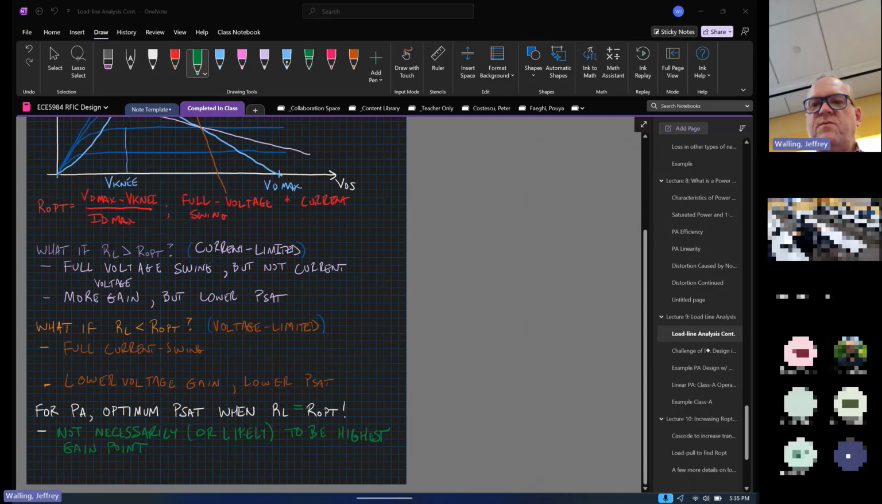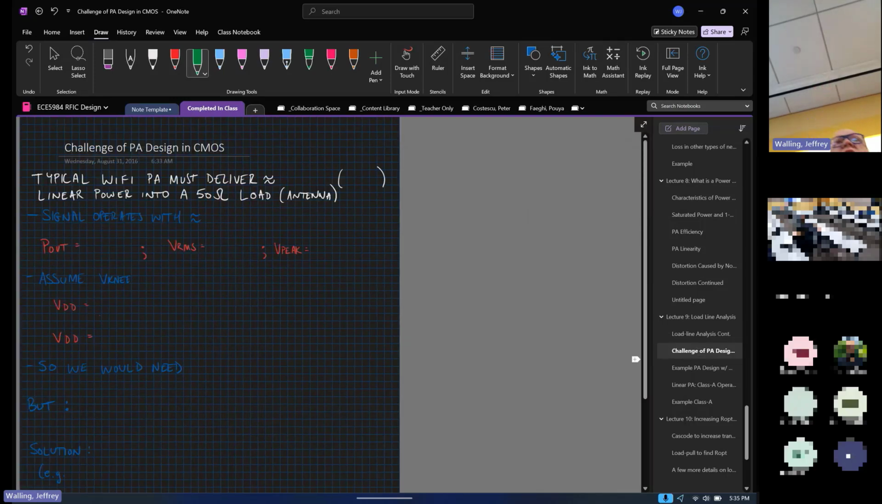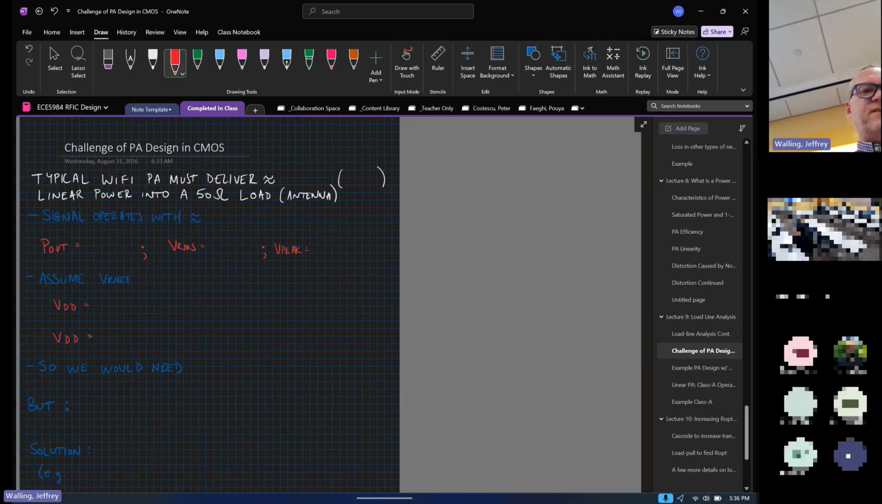All right, so let's look at what the real challenge of a power amplifier design is when we start using silicon, in particular CMOS in our case. But really it's challenging with all silicon. So a typical Wi-Fi power amplifier must deliver 17 dBm of output power.